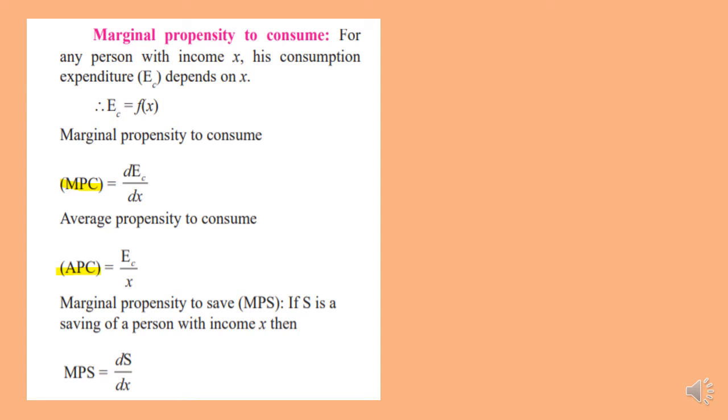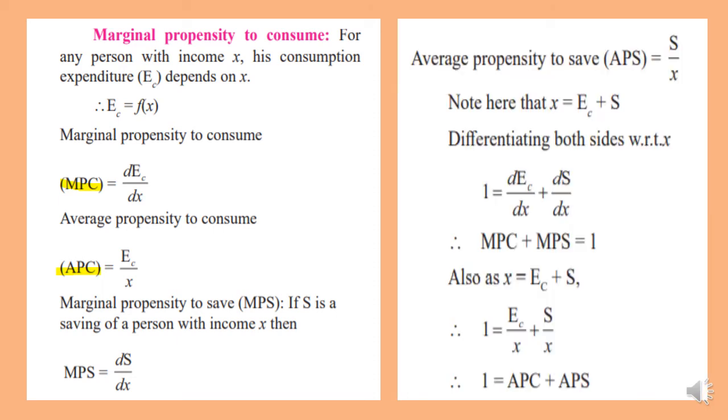Then we also have something called marginal propensity to save. So if S is the saving of a person with income X, then we say that MPS, that is the marginal propensity to save, is equal to dS by dX. That is, it is a derivative of the saving of the person with respect to his income X. Thus, from this, we can also calculate the average propensity to save, which is nothing but S upon X. Similar to APC, APS is S upon X. The savings divided by the income give us APS.